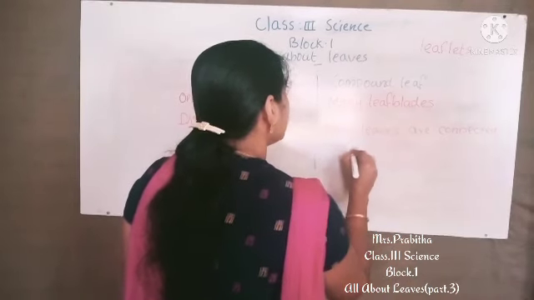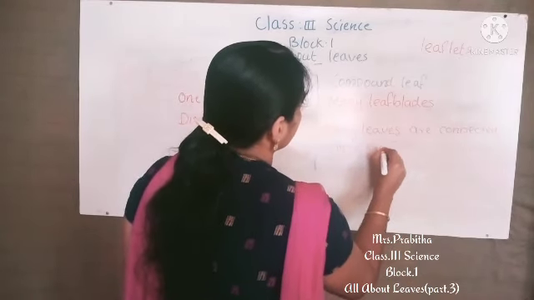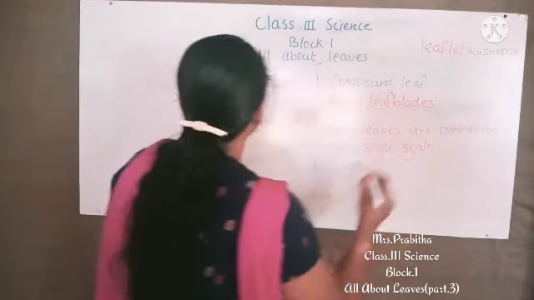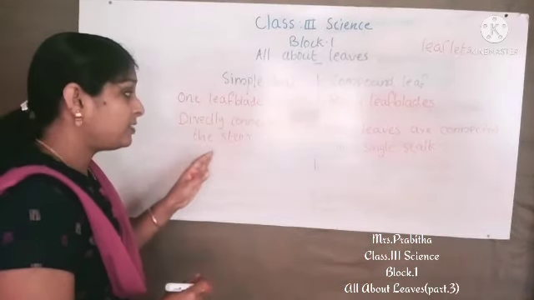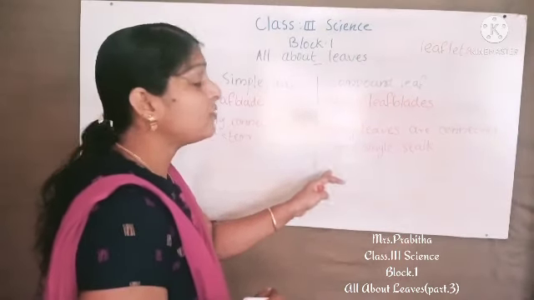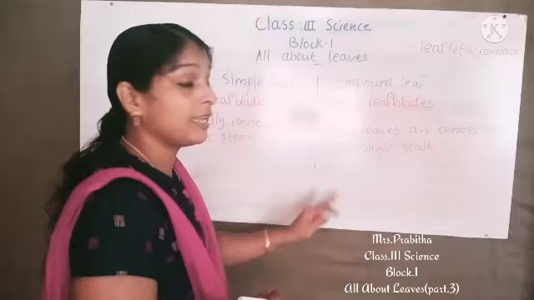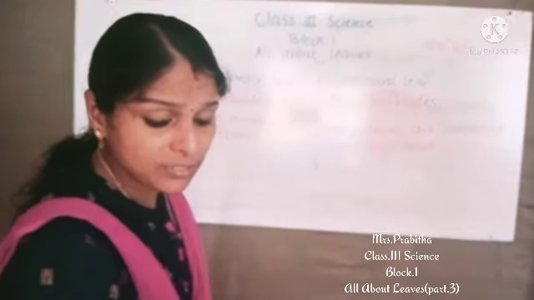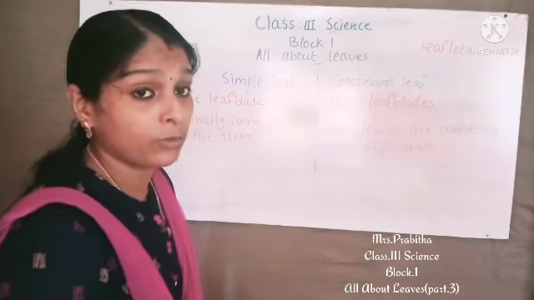In a single stalk. In the simple leaf, the leaf is directly connected to the stem, but in the case of compound leaf, many leaves are connected in a single stalk. Okay, then we studied the examples for simple leaf and compound leaf, right?